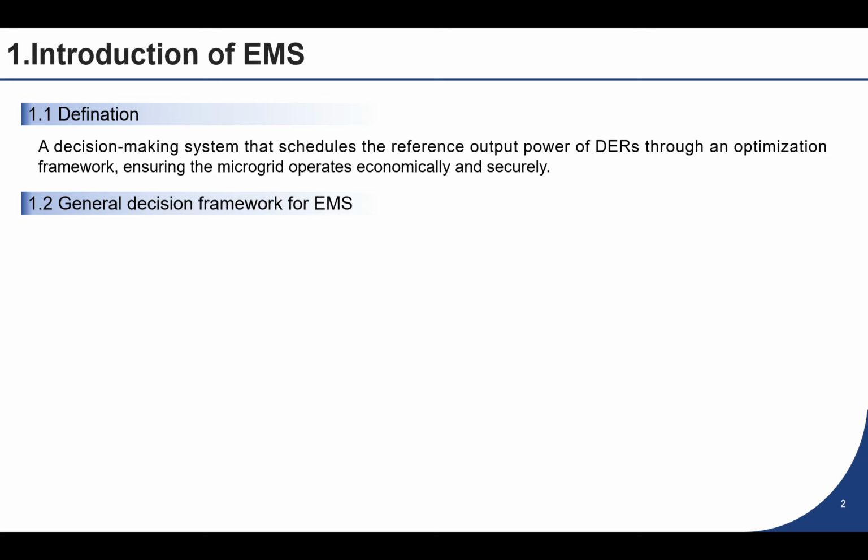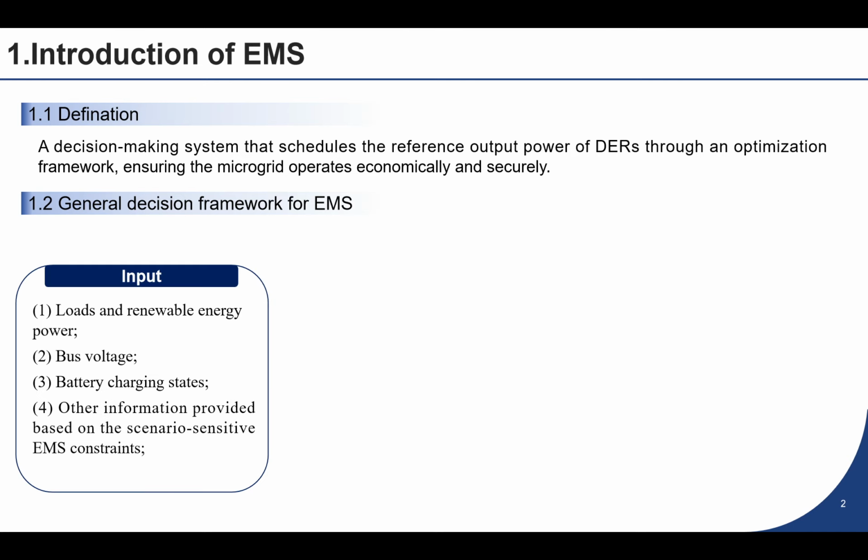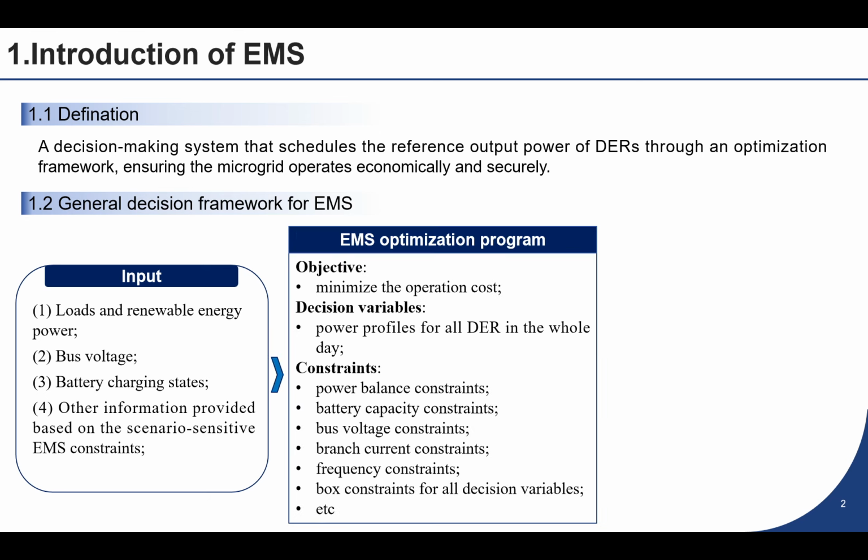We can break the EMS decision-making process into three parts: the input, the optimization program, and the output. First, the EMS collects several types of information as inputs: the load and renewable generation profiles, bus voltage measurements, battery charging states, and any scenario-dependent information required by the EMS constraints. The core of the EMS is an optimization program. Here, the objective is usually to minimize the microgrid operation cost.